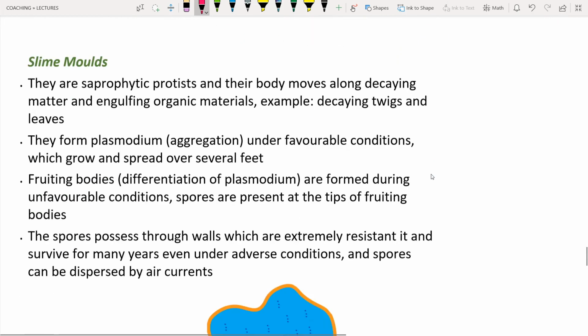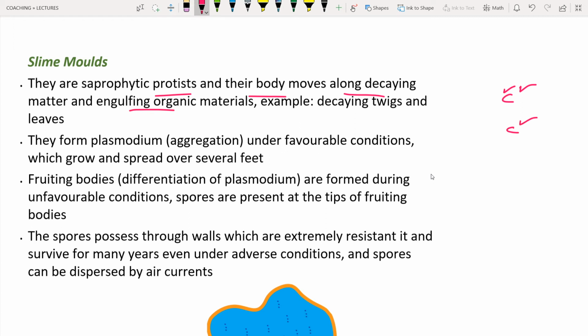Next is the slime molds. They are saprophytic protists. Their body moves along decaying twigs and leaves and other organic material. So what is meant by organic? Organic means any substance which is made up of carbon. Example, glucose is organic, because glucose molecules contain carbon. Amino acids are also organic, because amino acids contain carbon. So these all are organic materials.